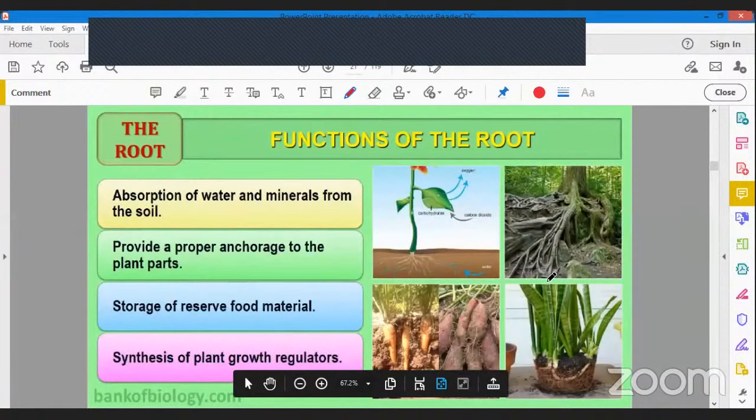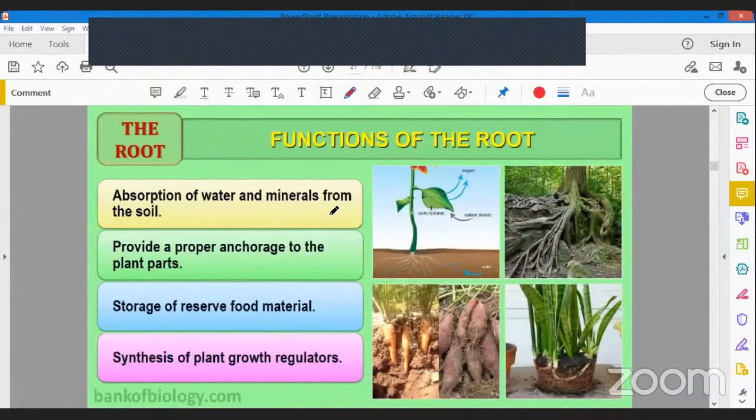Now, what are the functions of the root? Remember, I told you: absorption of water and minerals from soil, providing proper anchorage and attachment to the soil. Then storage of reserve food material and synthesis of plant regulators like auxins, gibberellins, cytokinins, and all that. So take it down.